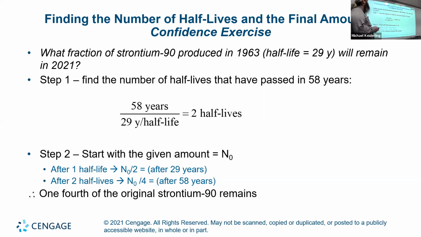Now, if instead what fraction of strontium-90 produced in 1963 with a half-life of 29 years will remain in 2021? So that's 58 years. That'll be 2 half-lives. So it will be a quarter of the starting value. So a fourth of the starting amount of strontium-90 remains. Things with shorter half-lives, well, because they decay faster, they pump out more radioactivity usually.